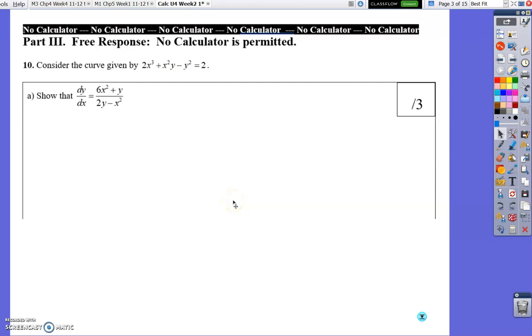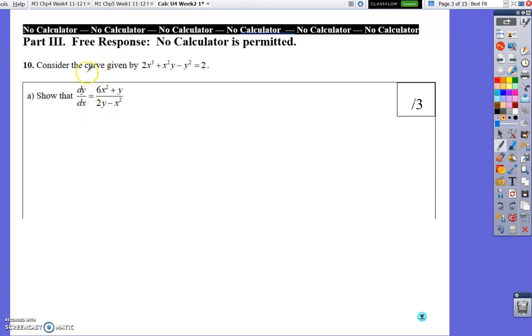All right, so we're talking about your test here today, and specifically the free response from the test is what we're going to be going through right here. There were a couple of errors on them, the first one being on part A, where it says show that the derivative is equal to this, and unfortunately that is the incorrect derivative. I do apologize for that.